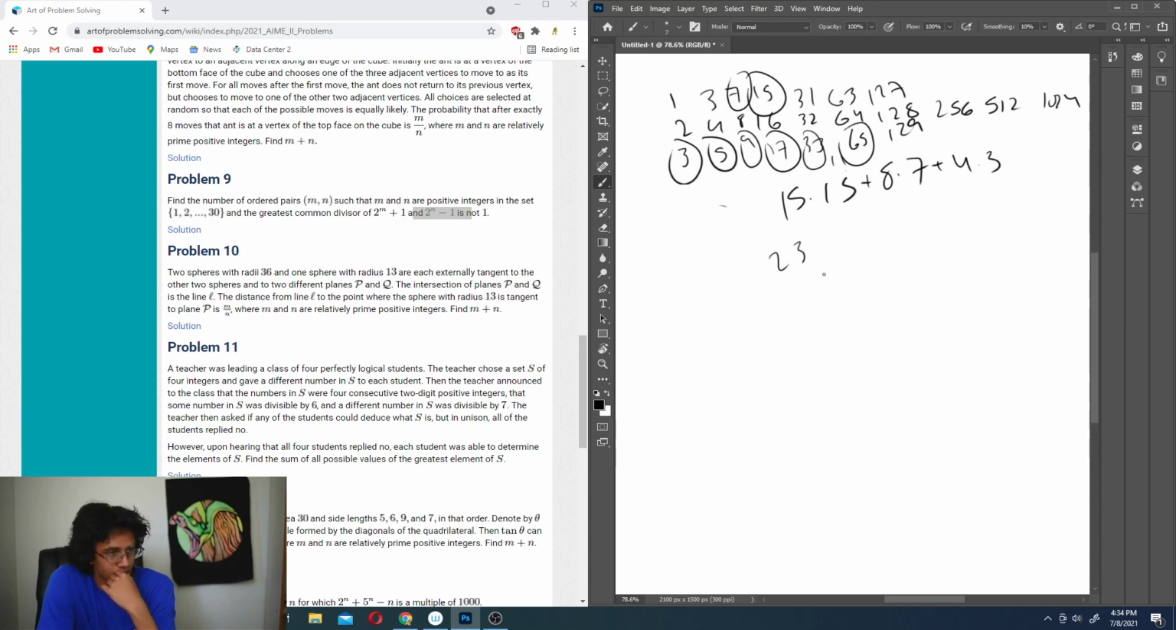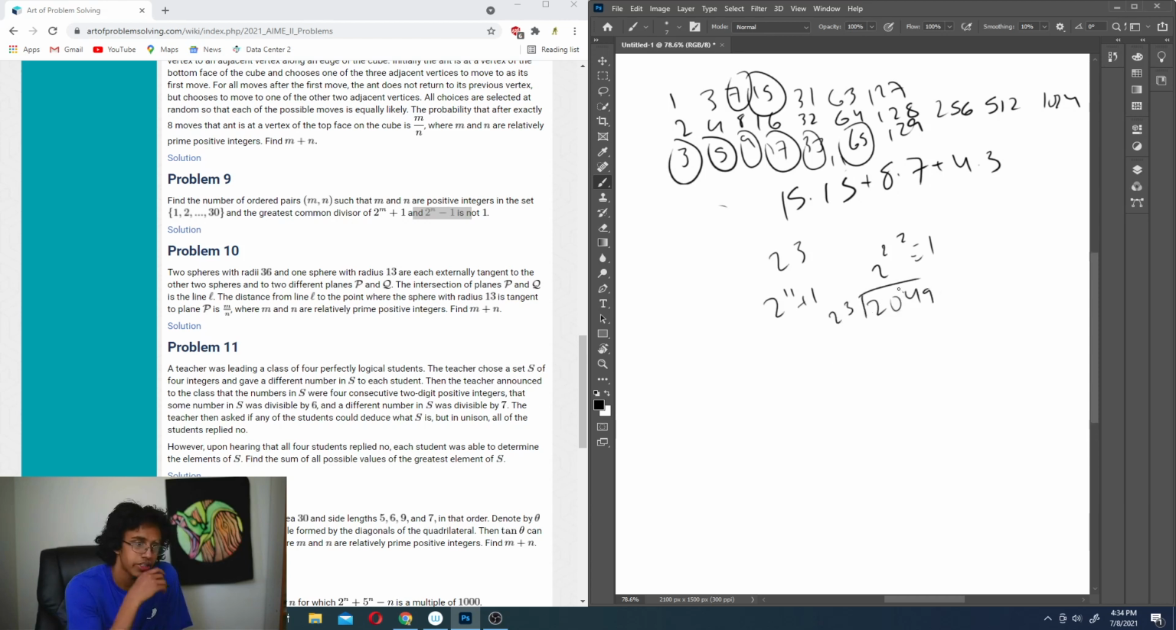23, so 2 to the 11 plus 1 should work, right? Because 2 to the 22 is congruent to 1 mod that. So, does this work? 2 to the 11 plus 1. That would be 20, 48, 49. 20, 49 divided by 23. Is that right? Okay, I'm assuming that's right.